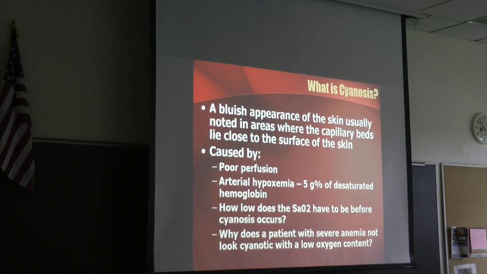I don't have anything right for the 5 grams of desaturated hemoglobin. But how low does the saturation have to be before cyanosis occurs? It would be less than 88%. So hemoglobin saturation less than 88% will cause cyanosis. By the time you see cyanosis in somebody, their oxygen level is really low. We're not talking 90%, or just a little bit low. It's gotta be less than 88% before they actually look blue.